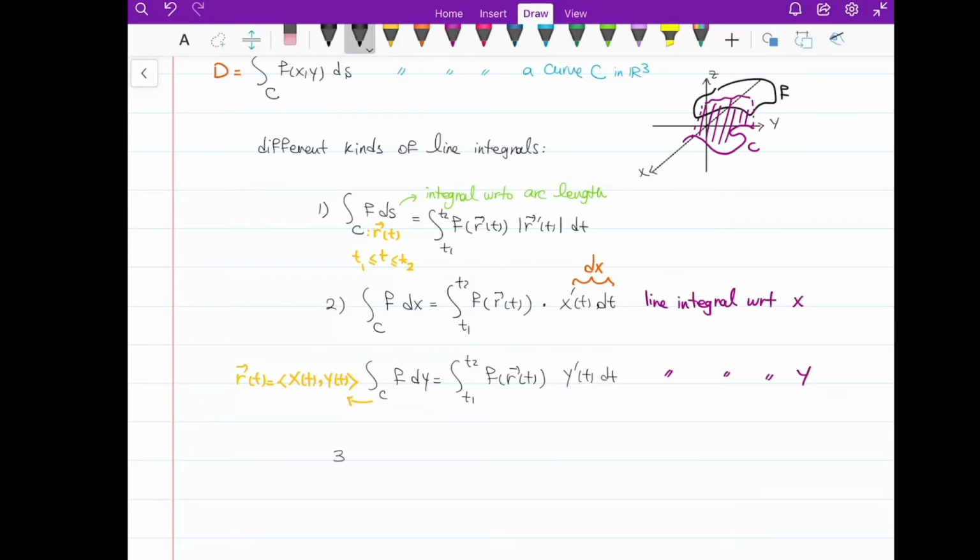And the third kind of line integral would be the integral of f, the vector field, dr over the curve C. Okay, we're going to do the same thing. I'm going to plug the parameterization into f, and then r prime of t dt. You see, I have a vector in here. That's why I need a vector for my dr, and then I have the dot product between these two.